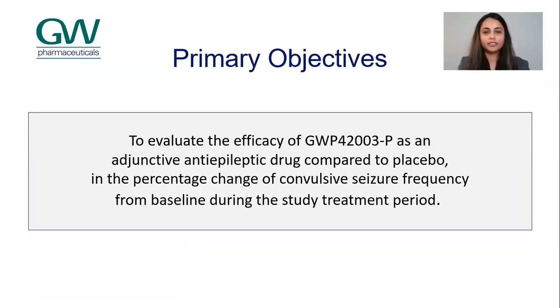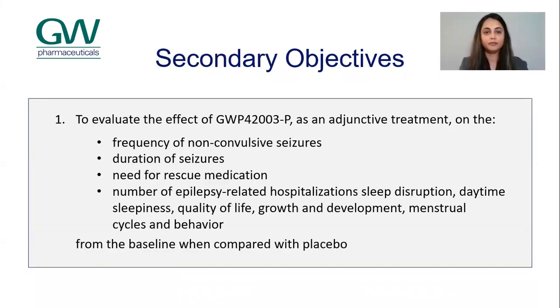The primary objective of this study is to evaluate the efficacy of GWP42003P as an adjunctive anti-epileptic drug compared to placebo in the percentage change of convulsive seizure frequency from baseline during the study treatment period. The study has 3 secondary objectives. First, to evaluate the effect of the investigational product as an adjunctive treatment on the frequency of non-convulsive seizures, on the duration of seizures, on the need of rescue medications, the number of epilepsy-related hospitalizations, and other behavioral changes from the baseline when compared with placebo.